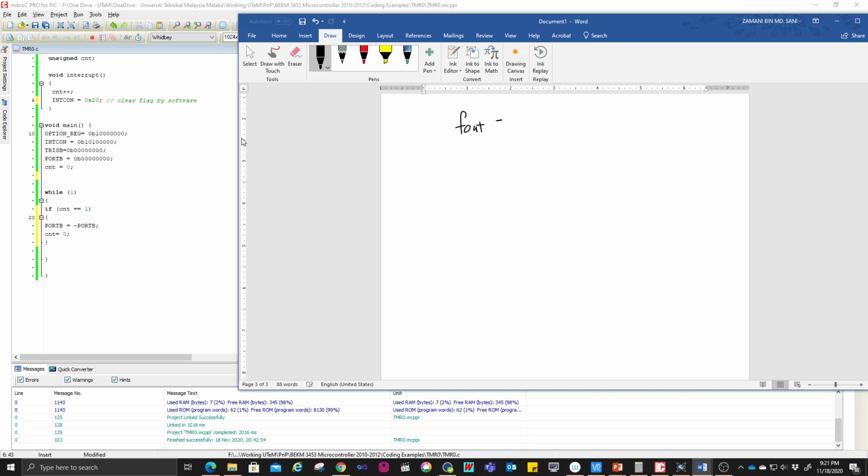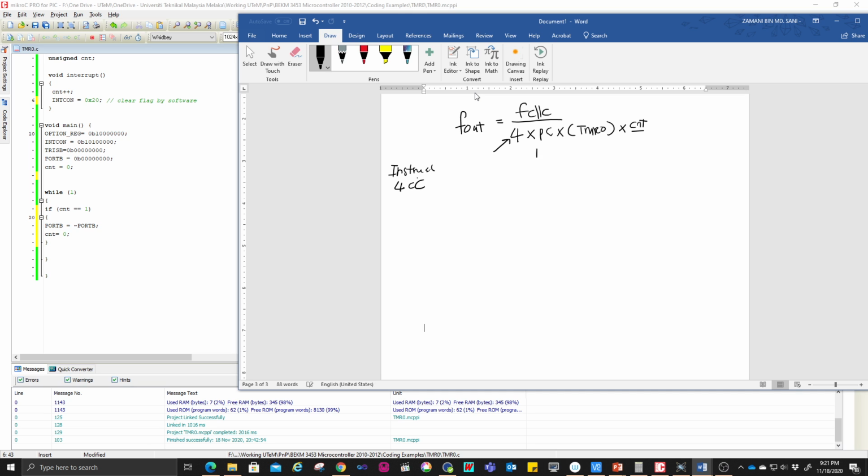The formula is F out is equivalent to F clock by 4 times prescaler times how many counts in timer 0, and this is the count CNT just now. So this is the formula. The 4 is related to the instruction cycle. Remember that 1 instruction cycle is equivalent to 4 clock cycles, so this is the 4.